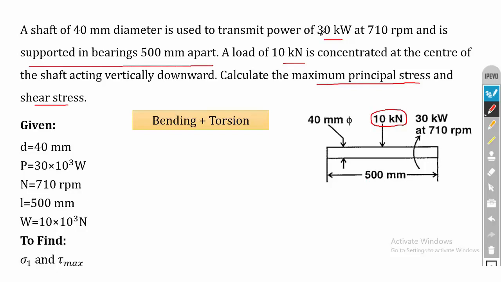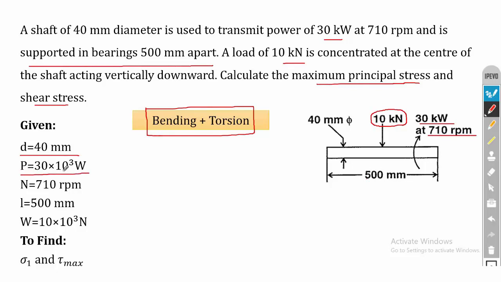Then coming to the problem, the shaft transmits a power of 30 kilowatt at 710 rpm. If a shaft is transmitting power, then a twisting moment will be there, and if a twisting moment is acting on a shaft, then definitely torsional shear stress will be there. So the first stress is bending and the second one is torsion. This comes under bending plus torsion, that is case number 2. Okay, so first write the given data. The shaft diameter is 40 mm.